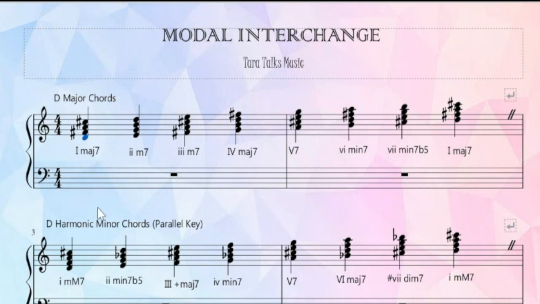If we wanted a parallel key, one of our options is D harmonic minor. So for any harmonic minor scale, you would have the chords 1 minor major 7, 2 minor 7 flat 5, a 3 augmented major 7th, which is very rare, a 4 minor 7, a 5 dominant 7, a 6 major 7, a sharp 7 diminished 7, and it's a sharp 7 because in the harmonic minor scale, the 7th degree is raised by a half step. And then after that, we're back to the 1 minor major 7. So let's take a look at what the D harmonic minor chords sound like.